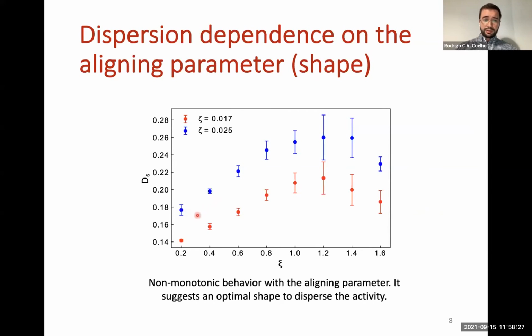So in our simulations, we have measured the subdiffusion coefficient against the aligning parameter, which is related to the shape of the particles. And here it's plotted for 2 different activities. And what we observe is that it's non-monotonic with this aligning parameter. So there is a maximum value for the dispersion, for the subdiffusion coefficient, for a certain value of the aligning parameter. This suggests that there is an optimal shape for the dispersion of nutrients, which would be guessed from these experiments. Right?